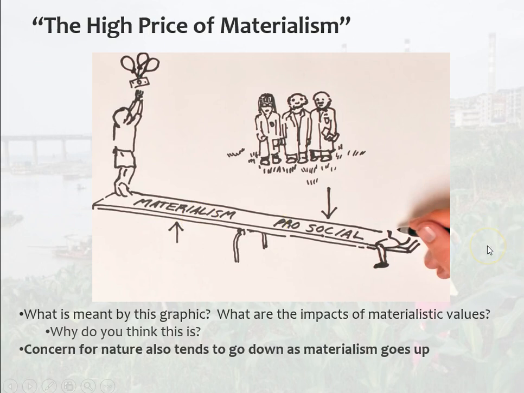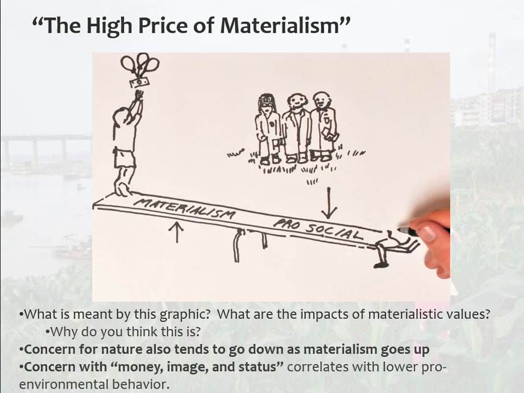And again, this I think is common sense. Someone that's really focused on having things and having nice things is less likely to focus on the environment. Again, to be very clear, this doesn't mean that everybody that likes nice stuff or has a nice car or has a big house doesn't care about the environment, but overall, as your materialism or focus on material goods increases, your concern for nature tends to decrease. And again, this is borne out by the research as well.